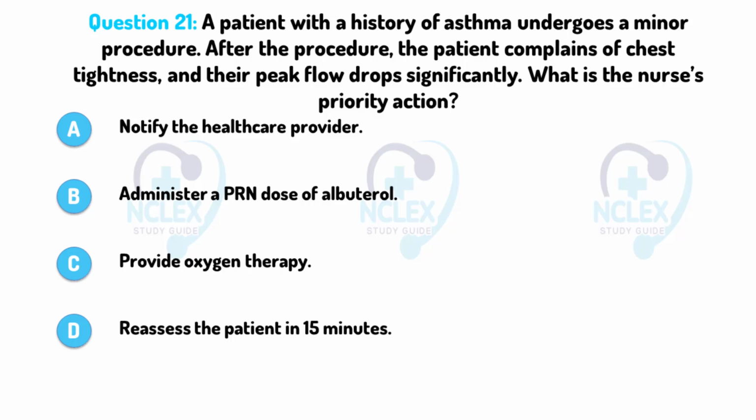Answer. B. Administer a PRN dose of albuterol. Explanation. A peak flow reading less than 50% of the patient's baseline indicates a medical alert. The nurse should administer a short-acting beta agonist, albuterol, immediately to relieve bronchospasm and improve airflow.